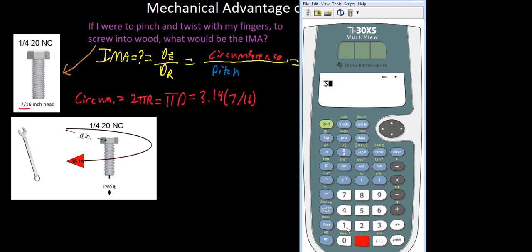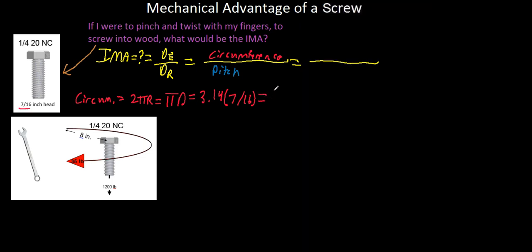To find the circumference, I will literally just type that into my calculator. So we'll say 3.14 times 7 divided by 16. And what do we get? We get 1.37375. So that's our circumference, 1.37375. I'm not rounding this, and you could round it. It'll vary your answer a little bit, but most likely not enough to make that big a difference. But I'm going to keep it the same. 1.37375 on top.